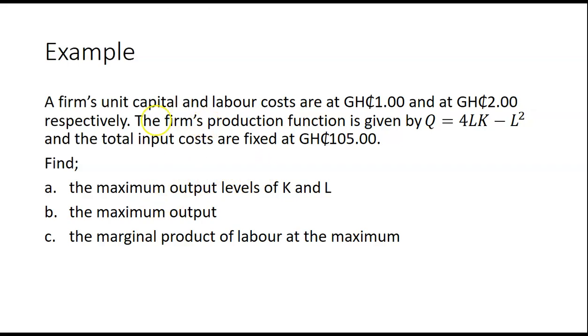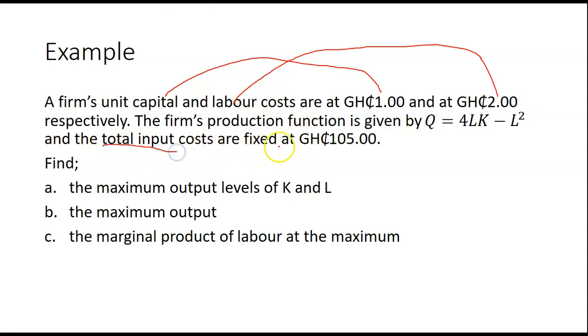Now, to do this, it's important you know that. Look at this. They say unit capital. So, unit capital is how much? 1 Ghana cedis. And unit labor is 2 Ghana cedis because they say respectively, meaning 1 cedis goes for the first one and 2 cedis goes for the second one. And they said the total input costs are fixed at 105 Ghana cedis. You know, capital is an input and labor too is an input. Capital and labor are both inputs, isn't it?